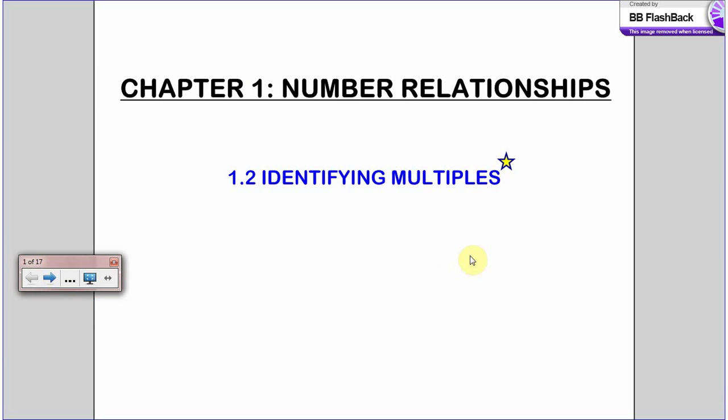Hello guys, this is section 1.2, identifying multiples. So what I want you guys to do right now is to copy down this title in your notebooks and underline it to keep your notes nice and neat. So just pause the video and get that done and press play when you're ready.